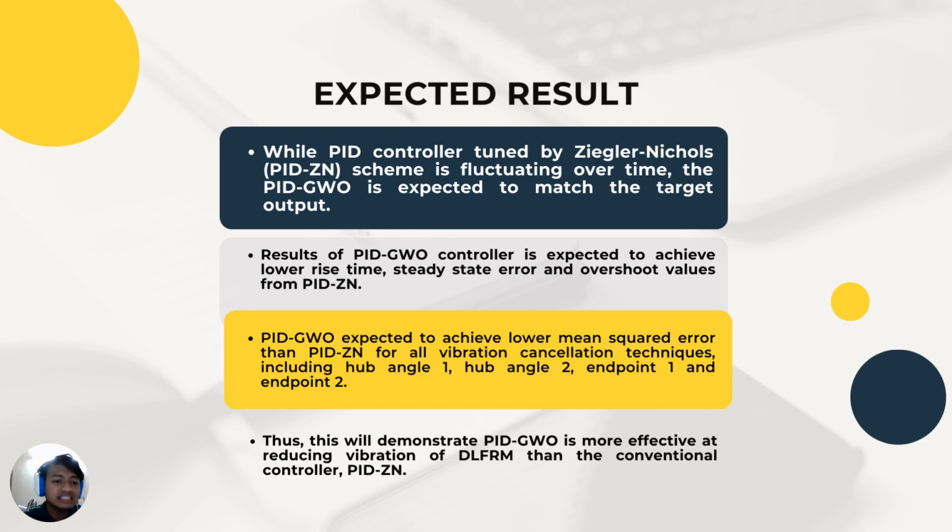Expected result is, while the PID controller tuned by the Ziegler-Nichols scheme is fluctuating over time, the PID GWO is expected to match the target output, and the results of the PID GWO controller are expected to achieve lower rise time, steady state error, and overshoot values than PID ZN. Thus, this will demonstrate that PID-GWO is more effective at reducing vibration of the DLFRM than the conventional PID controller.